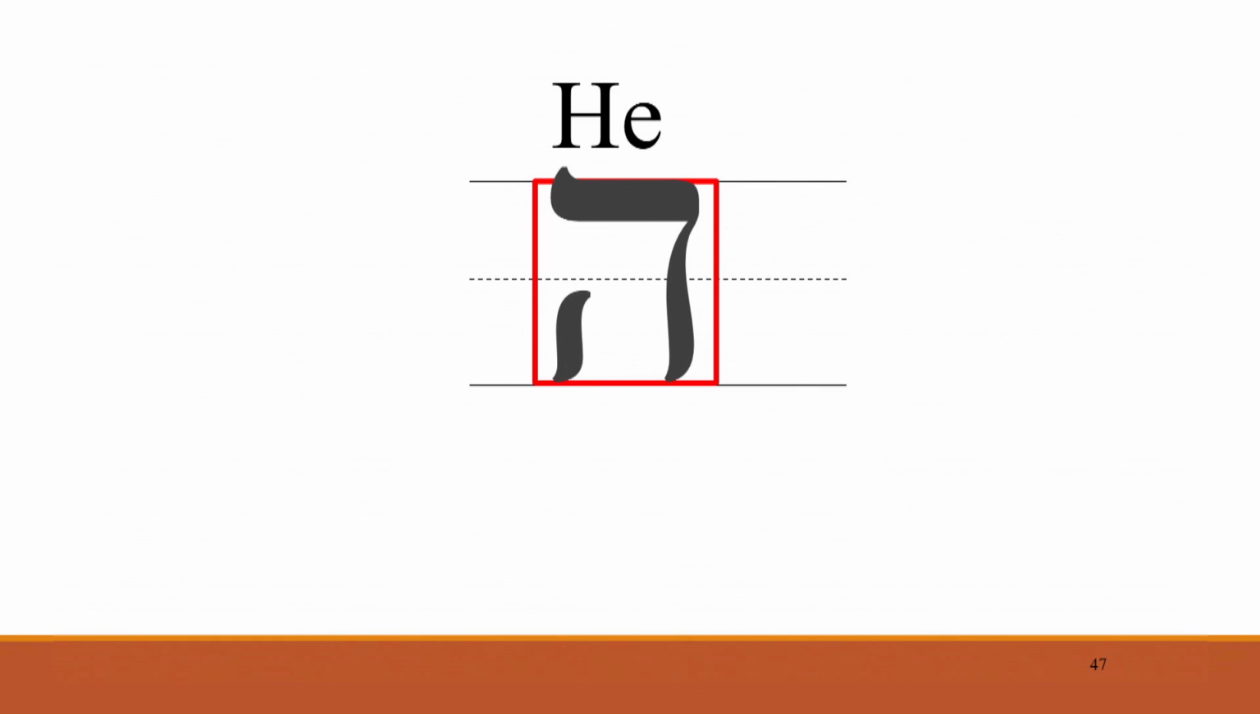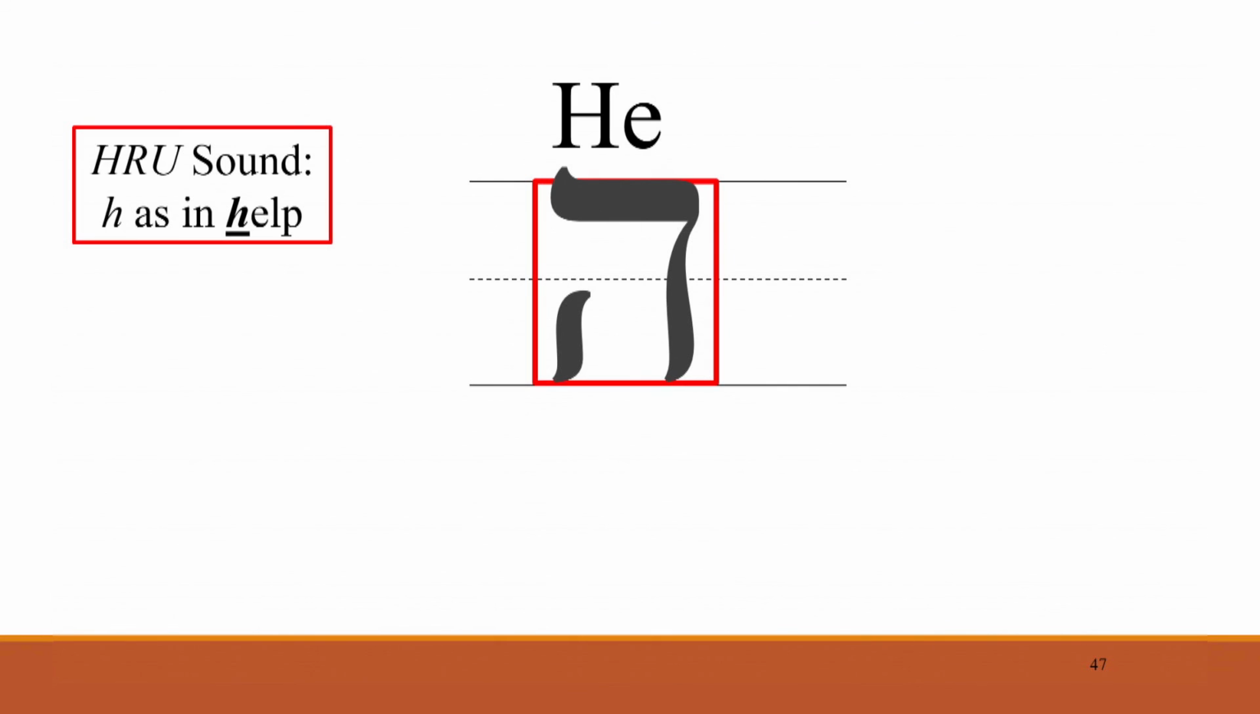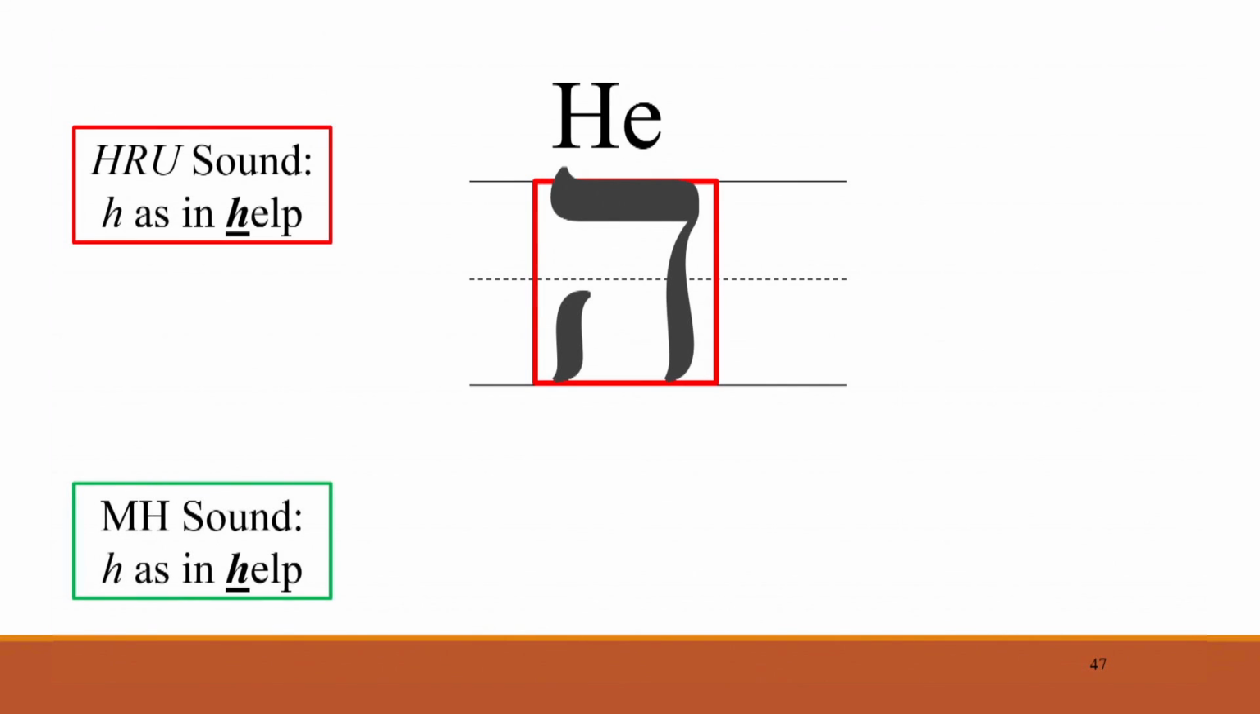And rounding out our first 5 is the letter he. He makes the sound h as in help. This is true also in modern Hebrew.